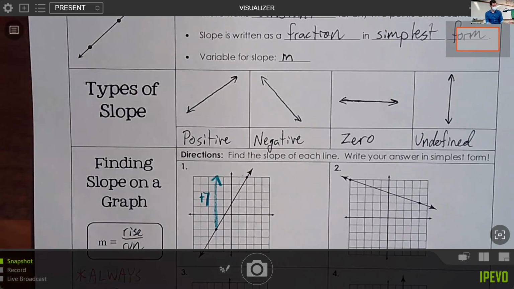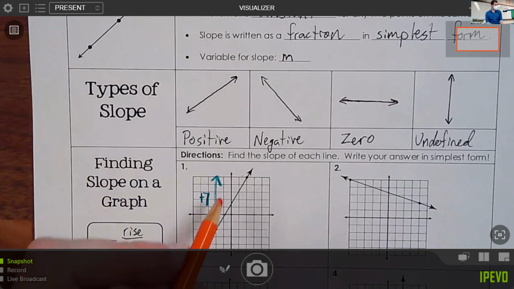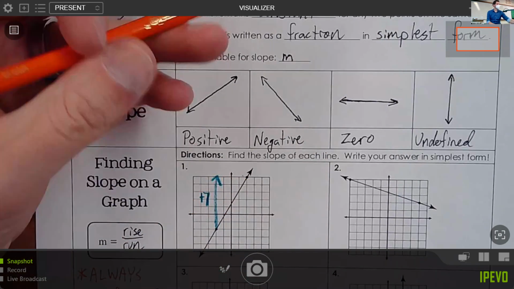And then our run, once we've gone up to here, we're just going to count how far over do we have to go to get from the top of this arrow to this point here. I'll let you get that in on your paper.